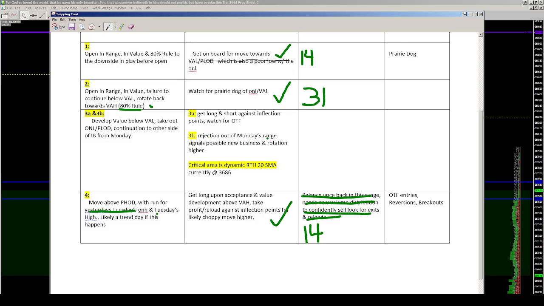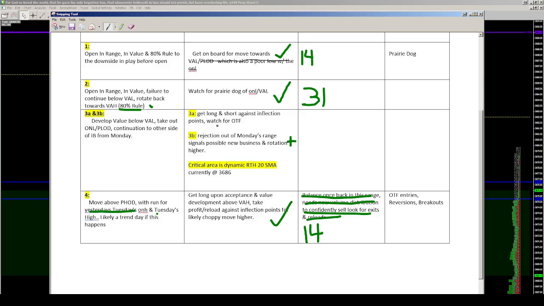Okay, rejection out of Monday's range signals possible new business and rotation higher. So actually this, and this is maybe something I might lose sight of, if I was sticking around that long. We got acceptance back into Monday's range. So that would signal what? The opposite. Possible rotation lower. Okay, so 3B was in play. So this worked. I'm going to put a plus sign here, but I'm not counting that right now.